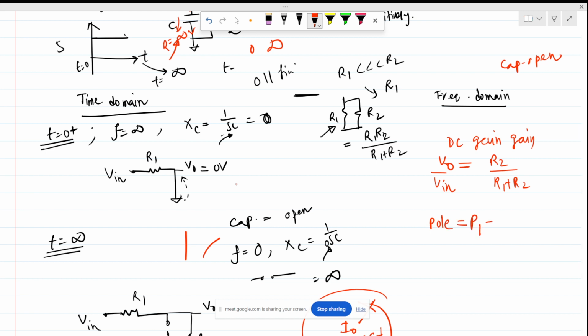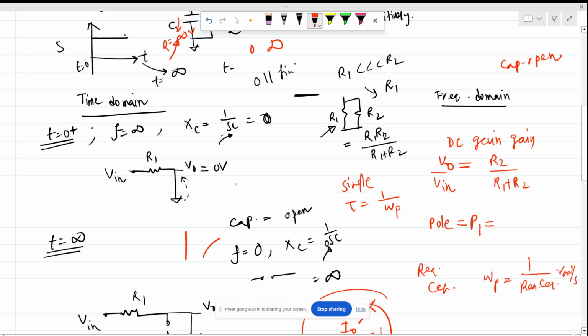This will be a single pole, and we also know that in a single pole system the time constant is the inverse of the pole. We all know that, right? To find the pole, we can do a similar thing: all the independent sources are inactive, and then we find the R equivalent and C equivalent. Then our pole becomes 1 over R equivalent times C equivalent, radian per second, right?